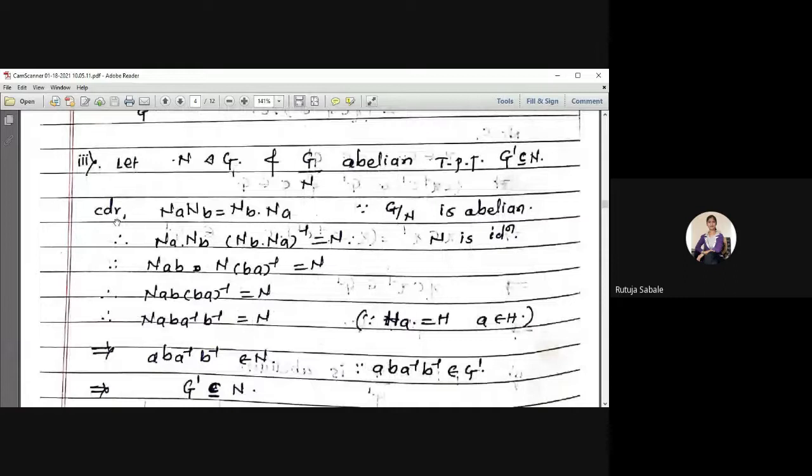For this one, consider Na into Nb is equal to Nb into Na. Why? Because G upon N is abelian. So the element of G by N is in the form of Na, Nb. This G by N is abelian group. You can write like this: Na into Nb is equal to Nb into Na. Which implies that Na into Nb, this element to the left side by post multiplying by inverse.